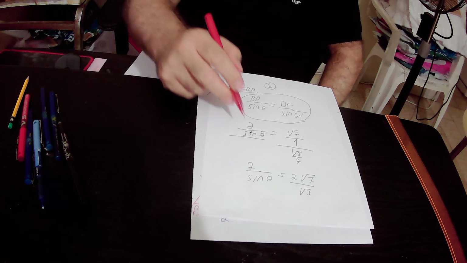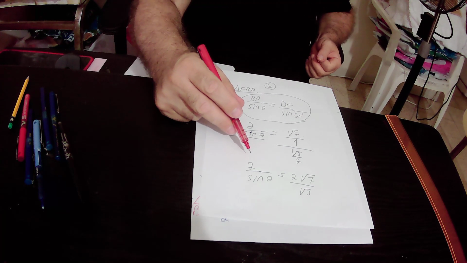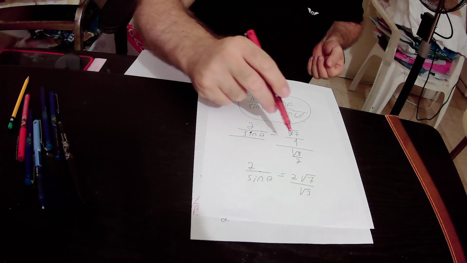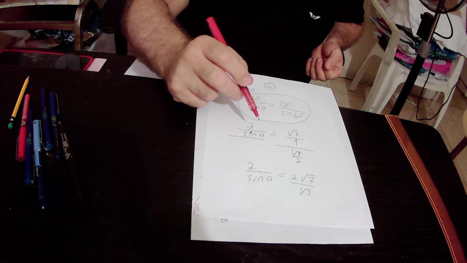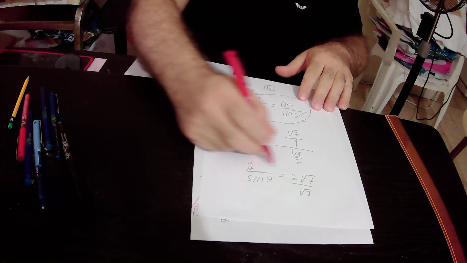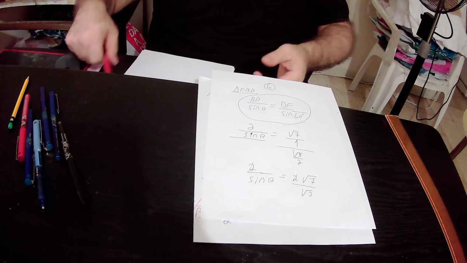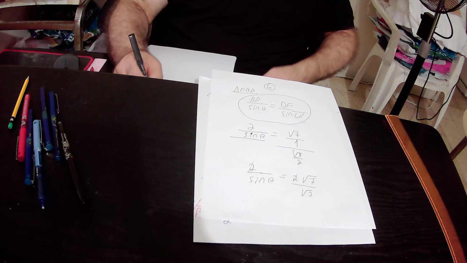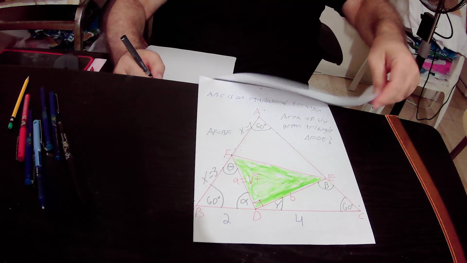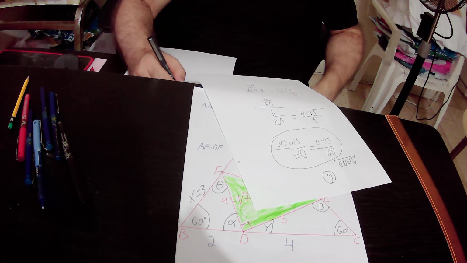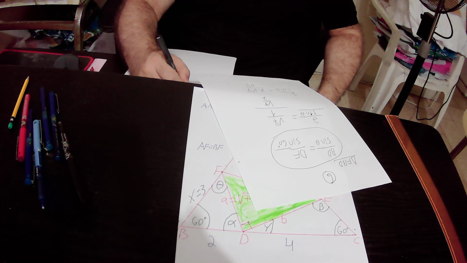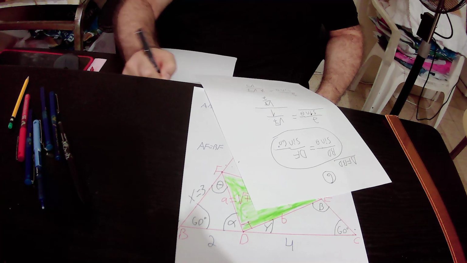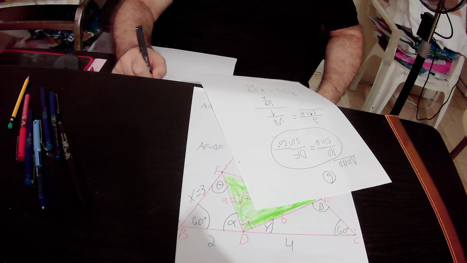Here we have 2 in the numerator of this side of the equation, and we have 2 in the numerator of the other side of the equation, so we can cancel 2. And what is left after we cancel 2? What is left actually is 1 over sine theta equals root 7 over root 3.